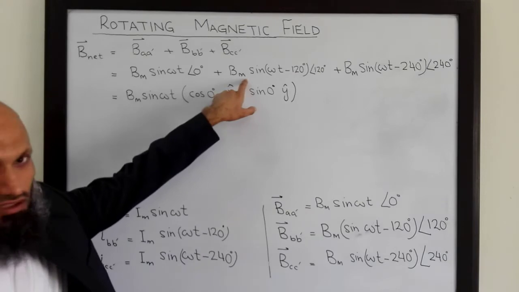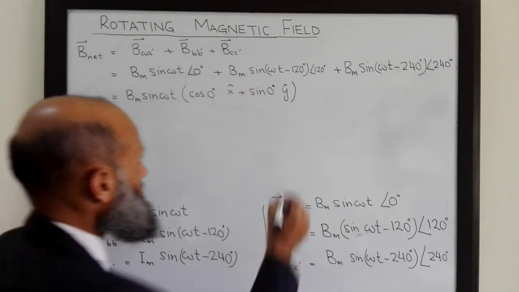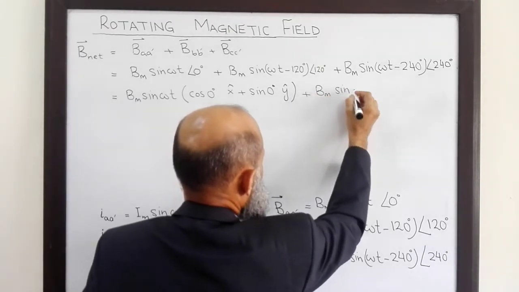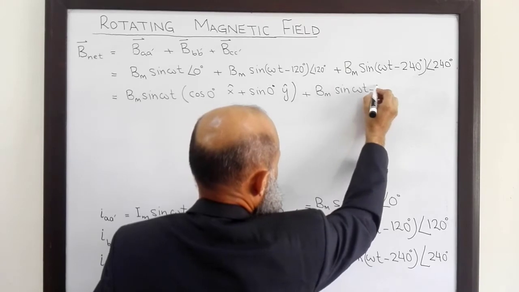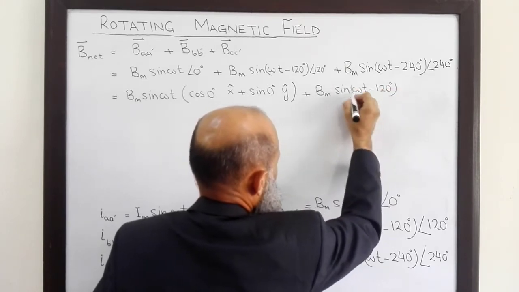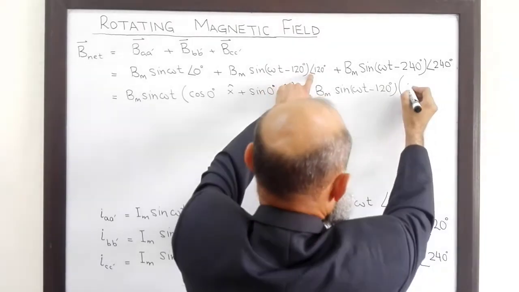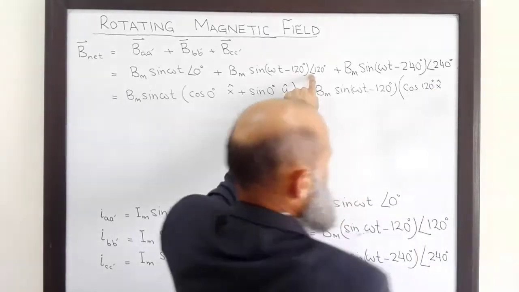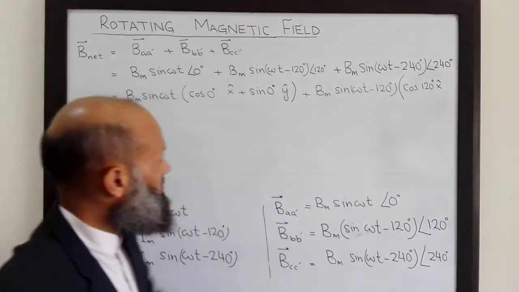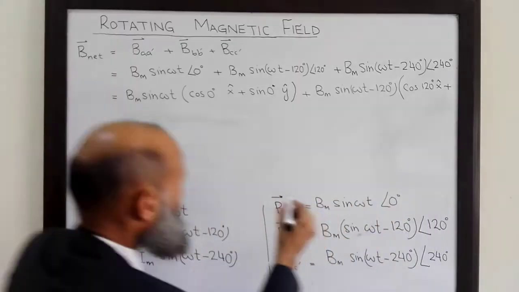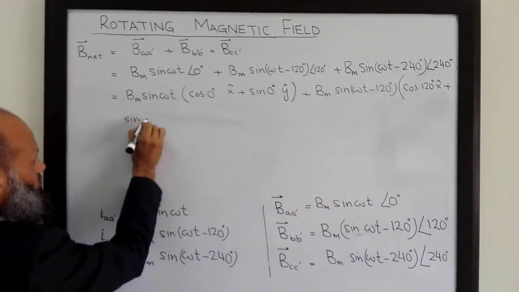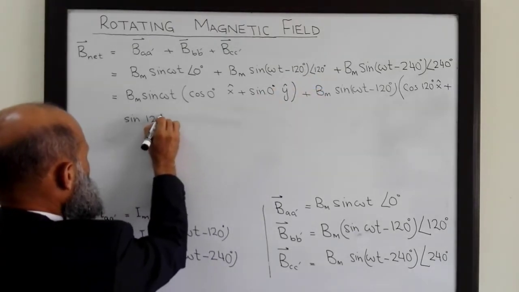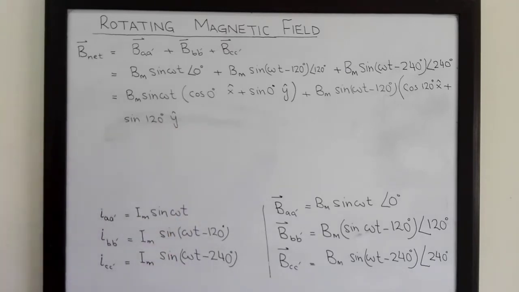Similarly, decompose this vector into horizontal and vertical components. We have Bm sine of omega t minus 120 degrees multiplied by cosine of 120 degrees x hat, the horizontal component of this vector, plus sine of this angle 120 degrees, and unit vector y hat in vertical direction.